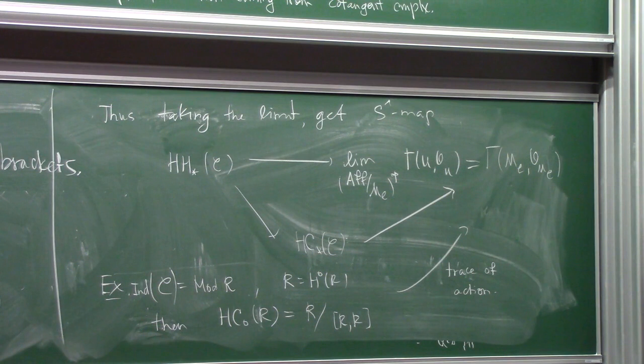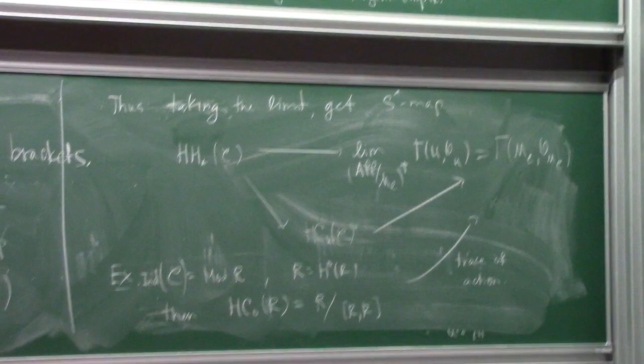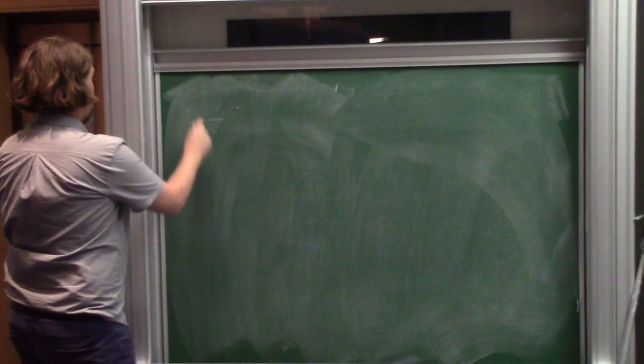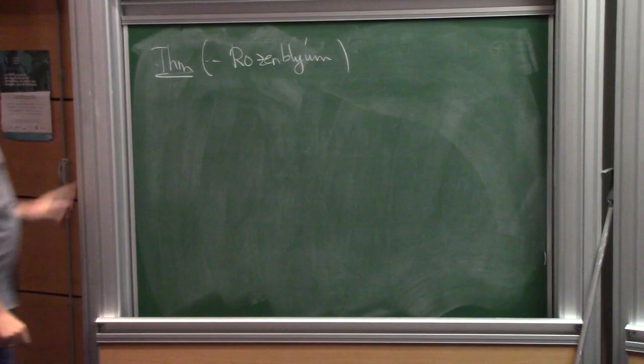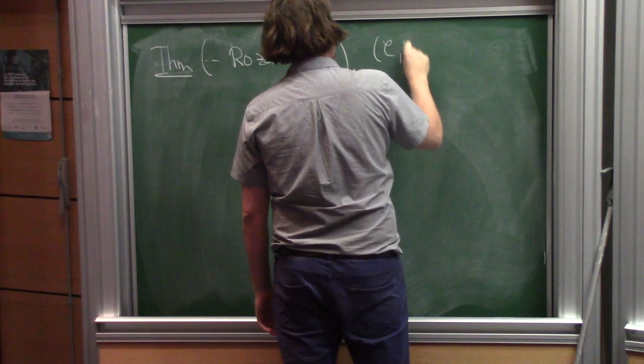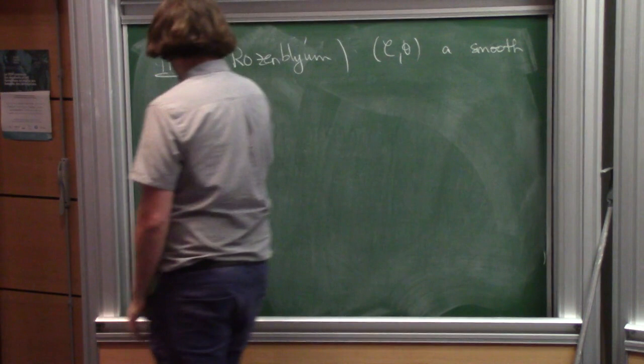And now the interesting part is to compute their Poisson brackets. So I can state the theorem, and then spend some time explaining the idea behind the proof. So this is with Nick Rosenblum. So the setting is C, theta, a smooth Calabi-Yau category of dimension D.